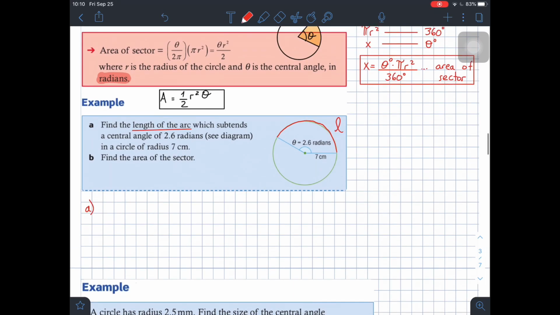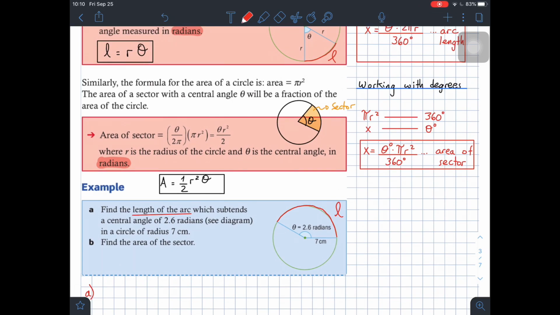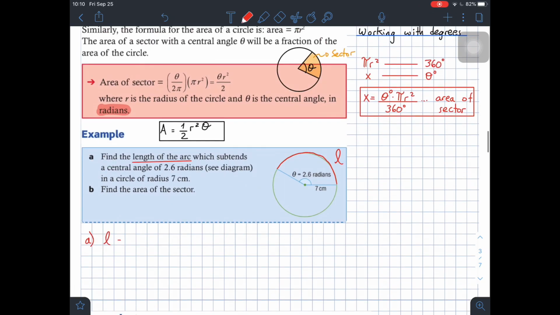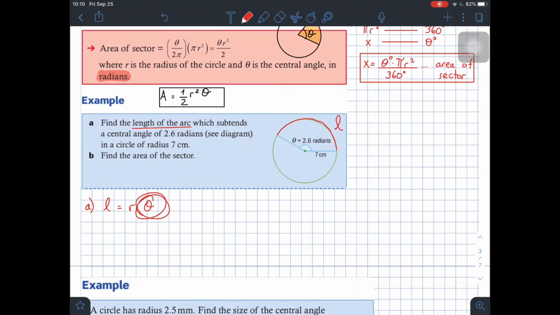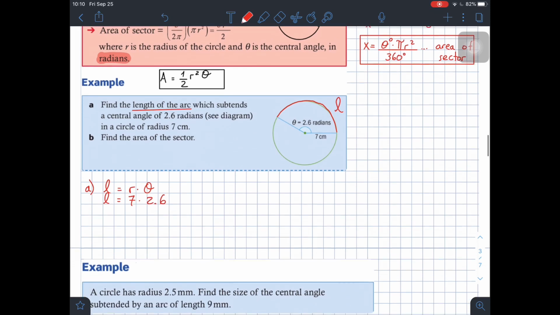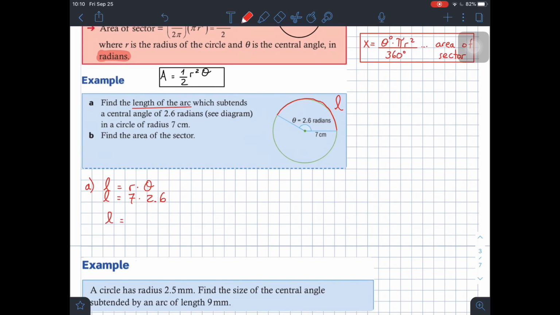So if I want to find the length of the arc, I'm going to be applying this formula, r times theta. So the length of the arc is r times theta, where theta, remember, must be in radians. So if I apply the formula, we would have that the length of the arc is r, which is 7, times the angle in radians. This is already in radians, so we use it like that, times 2.6. So then we get the length of the arc. If you multiply this, you would get as a result 18.2 centimeters. This is the length of the arc.